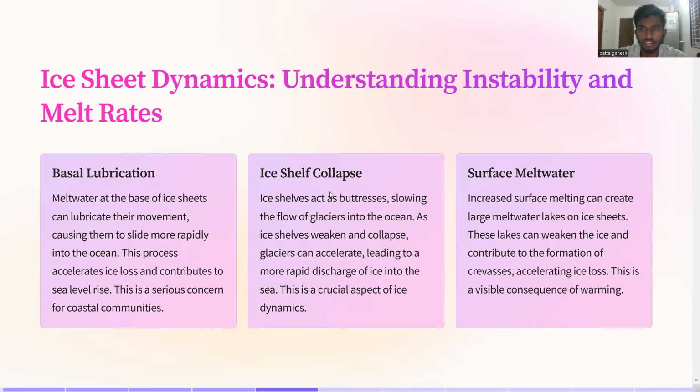Surface meltwater. Increased surface melting can create large meltwater lakes on ice sheets. These lakes can weaken the ice and contribute to the formation of crevasses, accelerating ice loss. This is a visible consequence of warming.